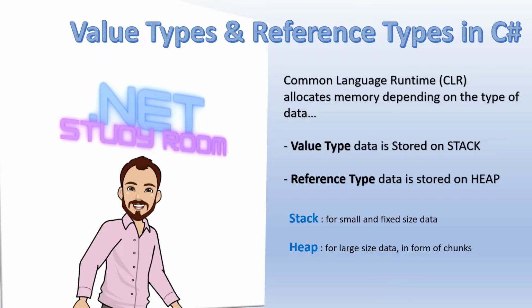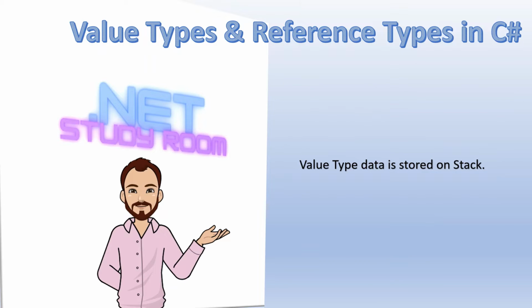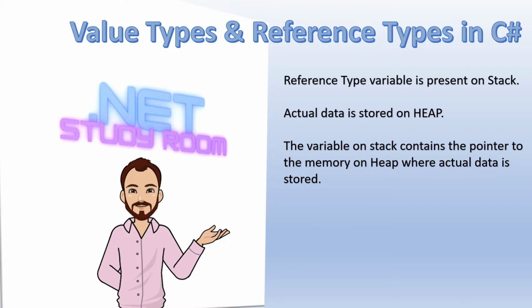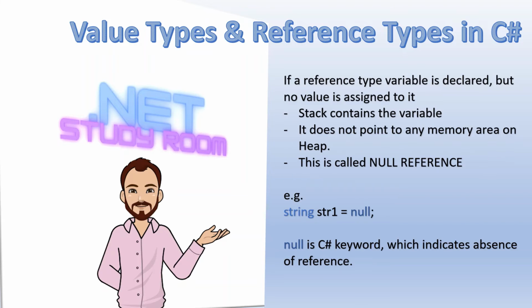the program runs. Value type variables are stored on the stack, and the data is present on the stack itself. Reference type variables are stored on the stack, and contain the pointer to the address of the heap area, where actual data is stored. Because the stack contains the reference to the heap, where data is stored, it is called reference type. Sometimes, we declare a variable of reference type, but do not assign any value to it.